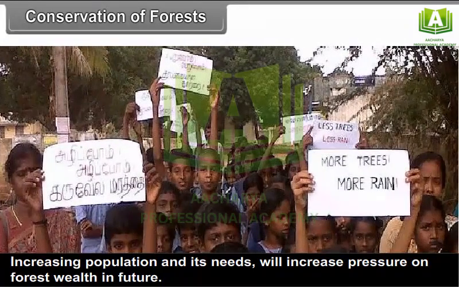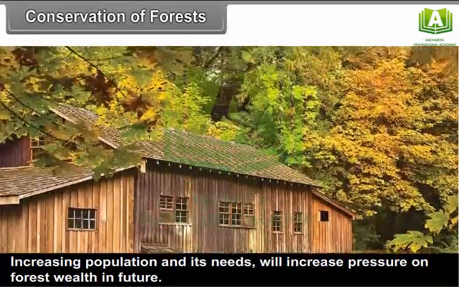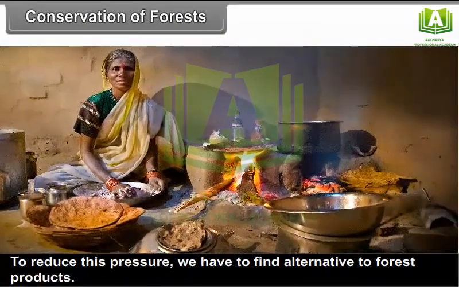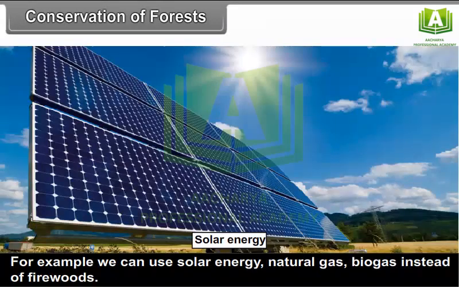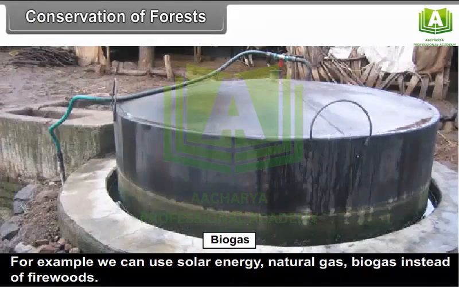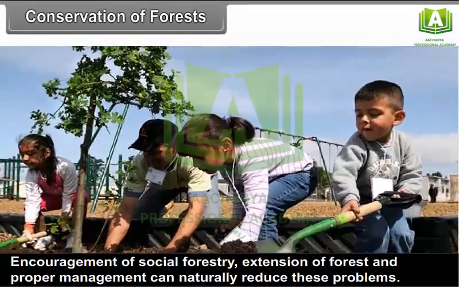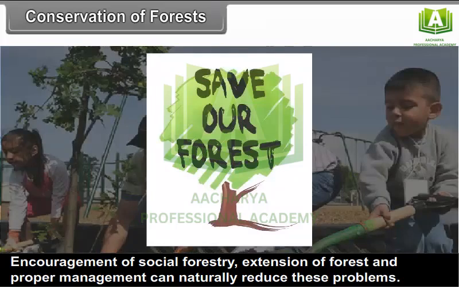Increasing population and its needs will increase pressure on forest wealth in future. To reduce this pressure, we have to find alternatives to forest products. For example, we can use solar energy, natural gas, and biogas instead of firewood. Encouragement of social forestry, extension of forests and proper management can naturally reduce these problems.